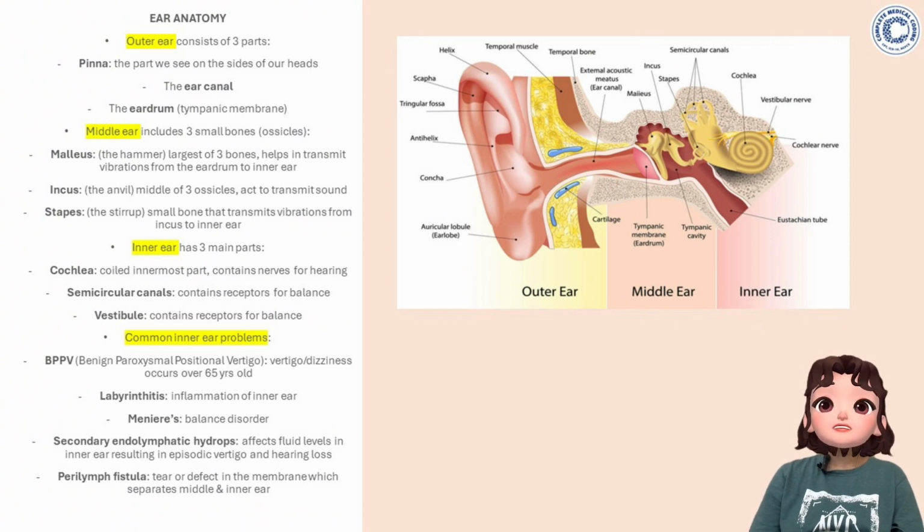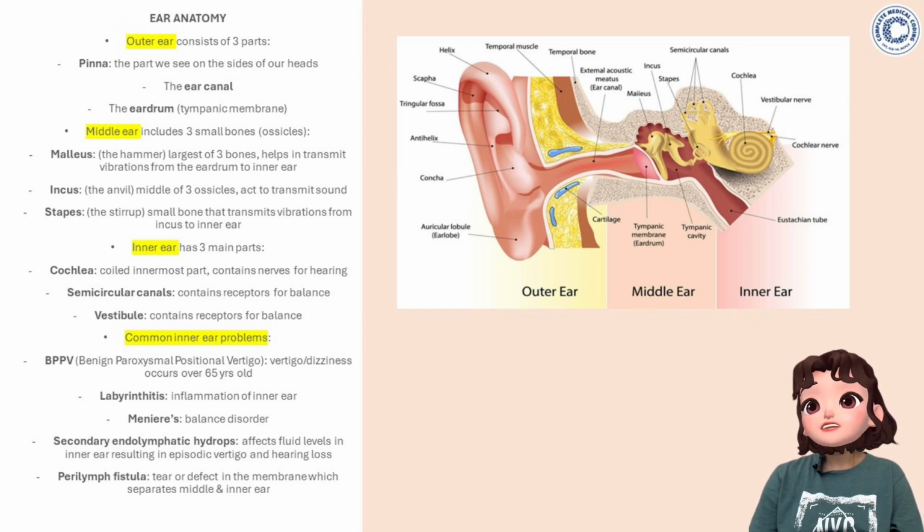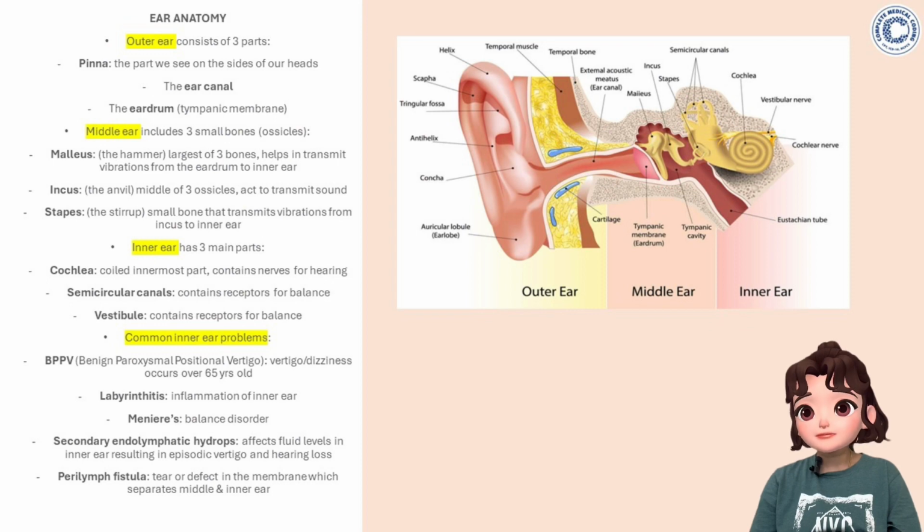Now, which are the common inner ear problems? These are also important. BPPV. What is the short form BPPV? Benign paroxysmal positional vertigo. This is a disease that occurs above 65 years old. Vertigo or dizziness that occurs above 65 years old.